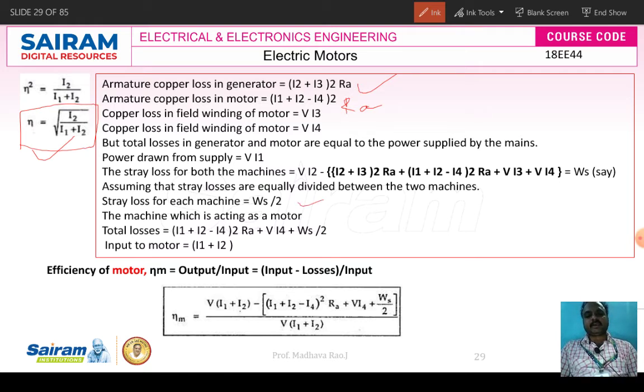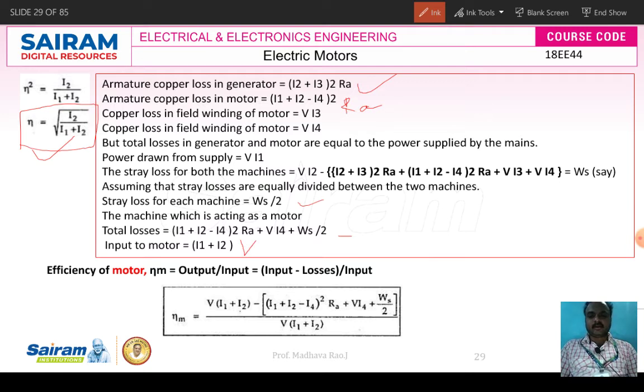For the machine which is acting as a motor, total losses is equal to (I1 plus I2 minus I4) square into Ra plus V I4 plus WS by 2. Total losses means armature copper loss, field copper loss, and also stray losses we have to consider. So input to the motor is I1 plus I2 into V.